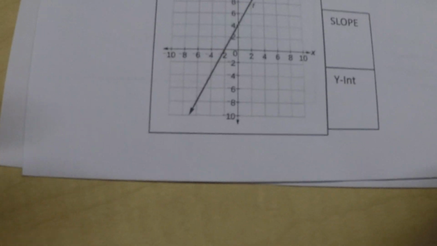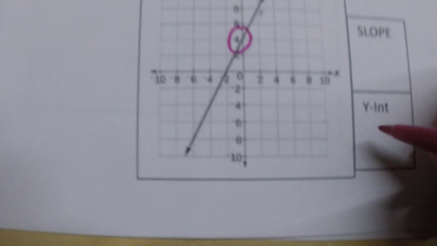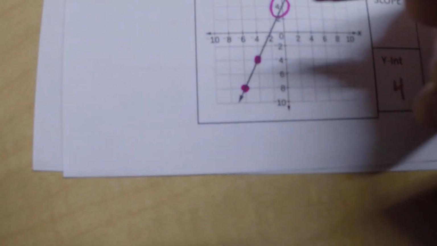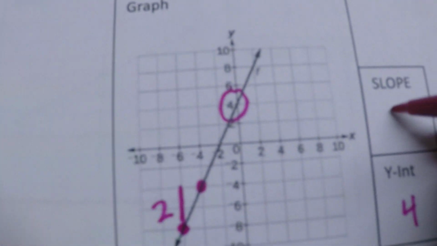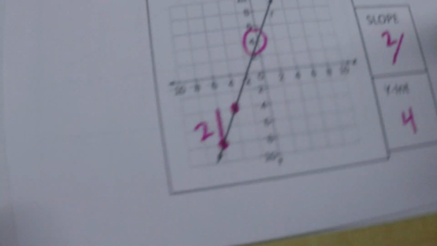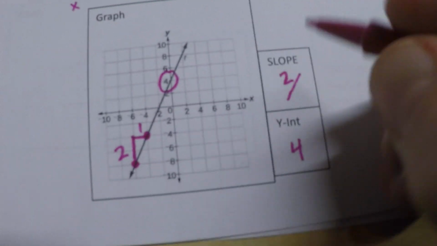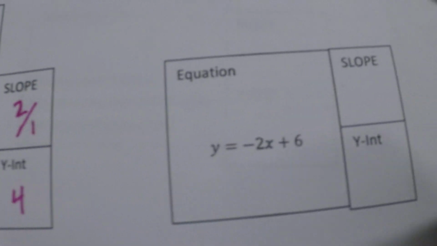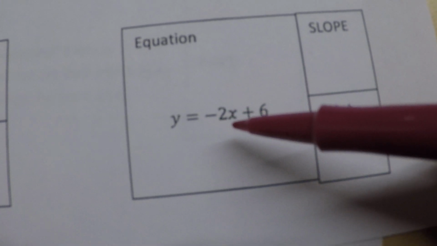Okay, this one, the y-intercept, when you look at this, is where we cross the y-axis. So right there is the y-intercept of 4. Okay, and the rise and the run. So just find any 2 points. So we can see that we're rising by 2, so 2, and our run is 1. Like that.